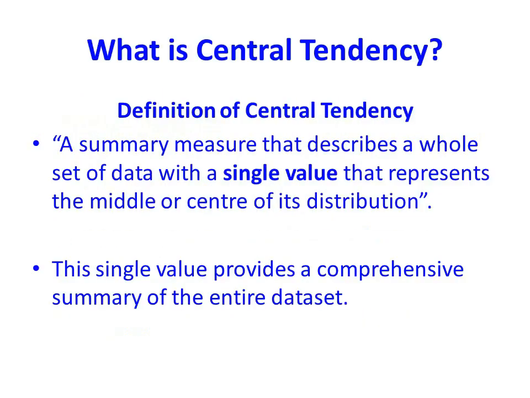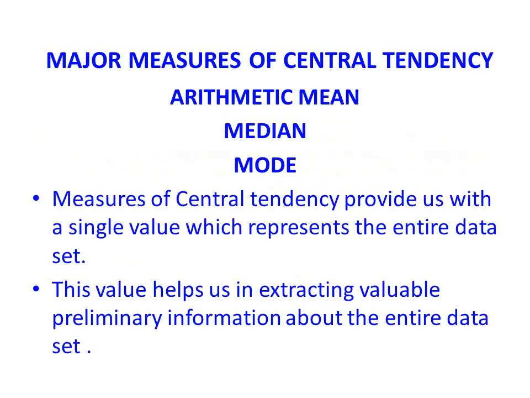What is central tendency? Definition of central tendency: a summary measure that describes a whole set of data with a single value that represents the middle or center of its distribution. This single value provides a comprehensive summary of the entire dataset. The major measures of central tendency are arithmetic mean, median, and mode. Measures of central tendency provide us with a single value which represents the entire data set. This value helps us in extracting valuable preliminary information about the entire data set.